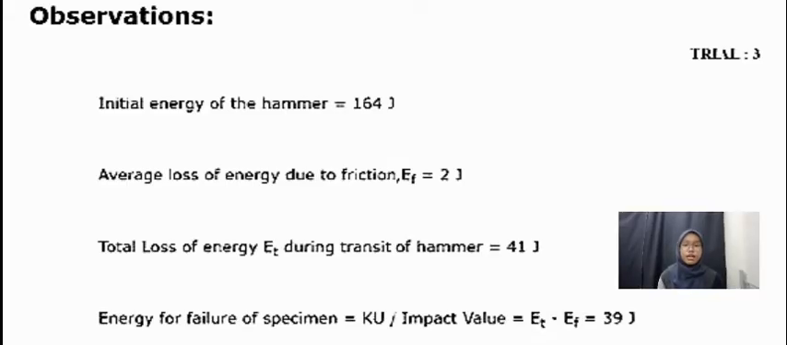And lastly, for trial 3, the initial energy of the hammer equals 164 joules. Average loss of energy due to friction, EF, equals 2 joules. Total loss of energy, ET, during transit of the hammer equals 41 joules. And the energy for failure of the specimen, KU, or impact value, equals ET minus EF, equals 39 joules.